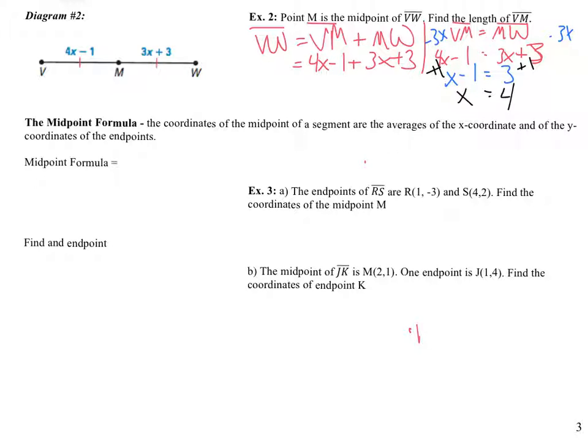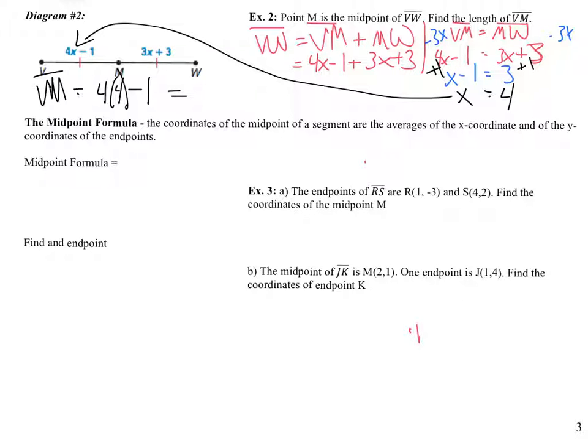Now if I want to figure out how long VM is, all I have to do is take this and plug it into the original equation. So I get 4 times 4 minus 1. So VM equals 4 times 4 minus 1, which is 16 minus 1, which is 15. And we don't have any units, so 15 is my answer.